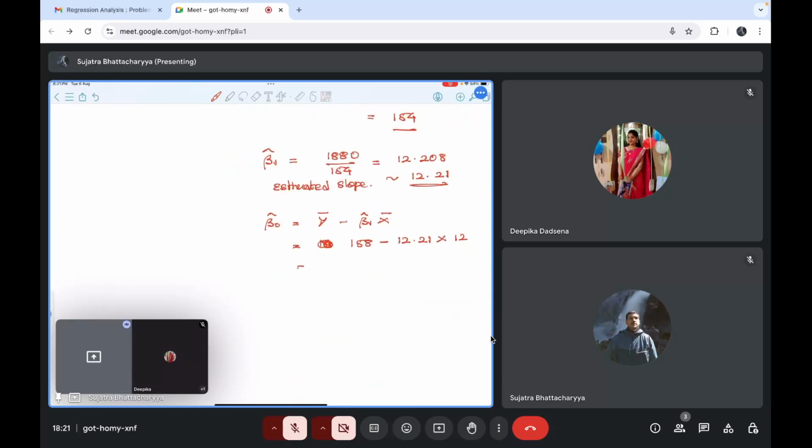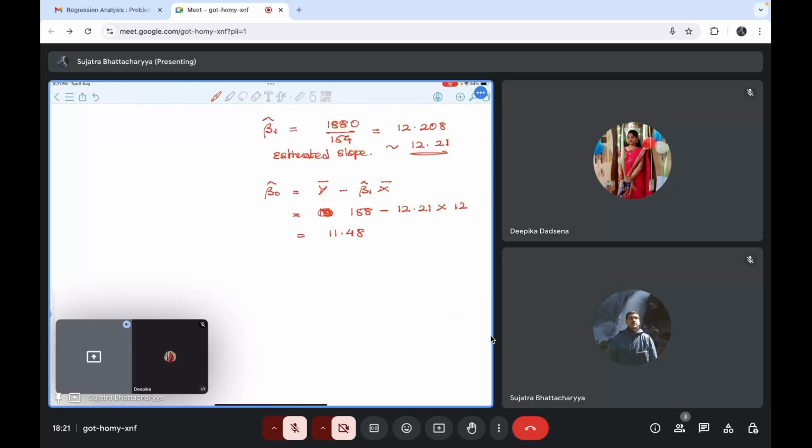So if you now do this calculation, let me do it once. It is 12.21 into 12 and 158 minus 12. So it is about 11.48. You can keep it like that because we have already kept beta 1 up to two places of decimal. Let us not write it 11.5. So this now becomes the estimated intercept, right?